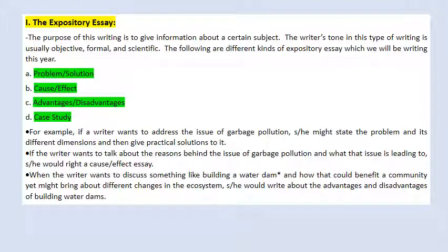Now, the expository essay, again, re-explained. The purpose is to give explanation, information. The writer's tone in such essays is objective, formal, and scientific, neutral if you want. Those are the ones we're going to take this year, explained here. And of course, whenever we take a new type, I will go into details with that. I will give you a worksheet, of course, and I will give you a sample, which I've done for the above here.